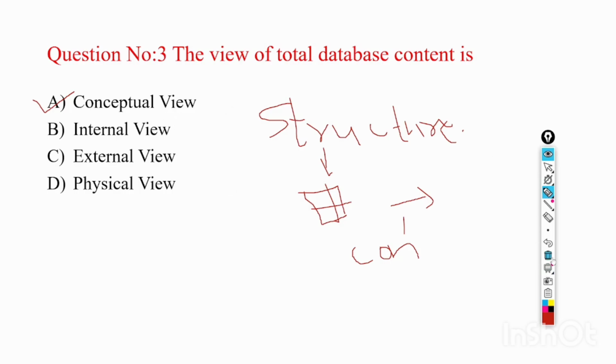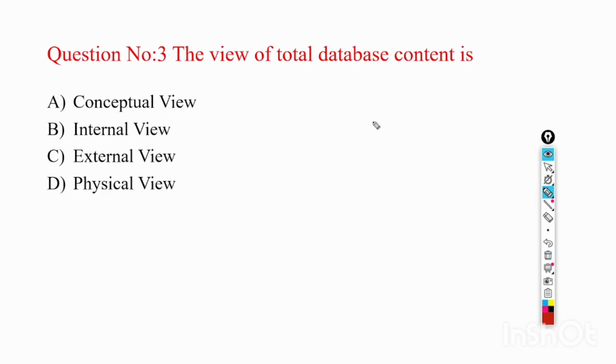So what does total structure mean? It contains the tables, relationships, constraints, and the entire logical structure of the database. So the conceptual view shows the complete database structure. The logical structure of the database we call a conceptual view.